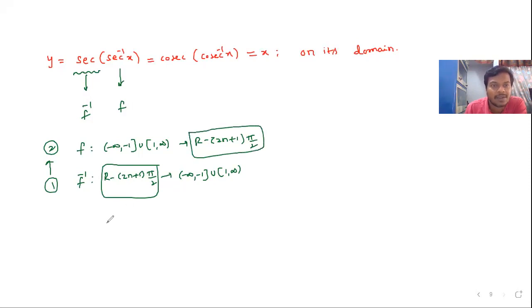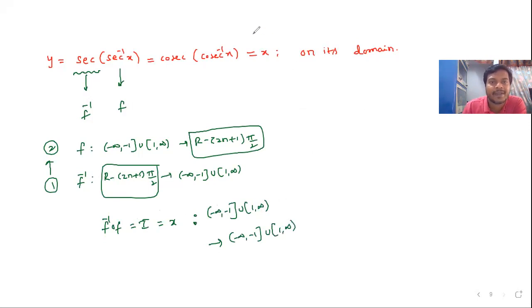Therefore, f inverse circle f equals the identity function, nothing but I of x is x. This exists from minus infinity to minus 1 union 1 to infinity.